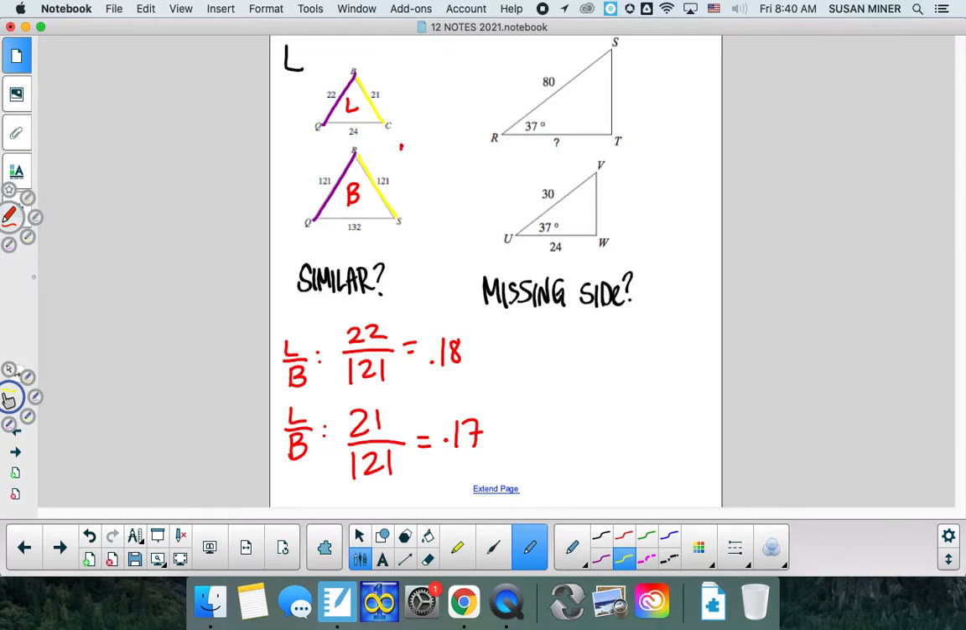So these are not similar figures. No, they are not similar. And so all the side lengths have to give me the same scale factor. Otherwise, they are not similar figures.